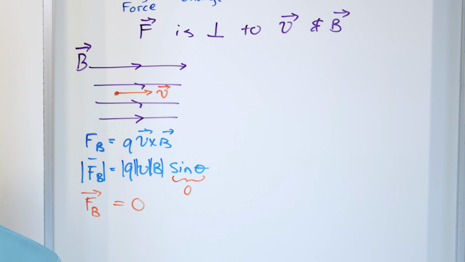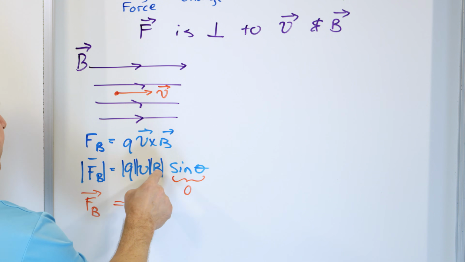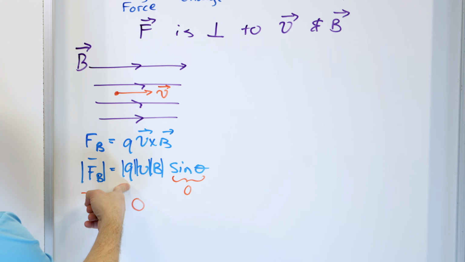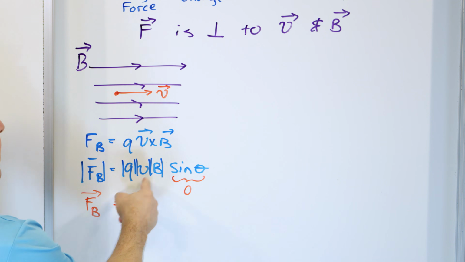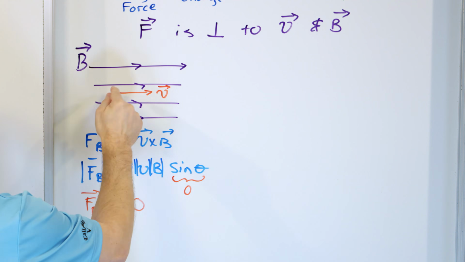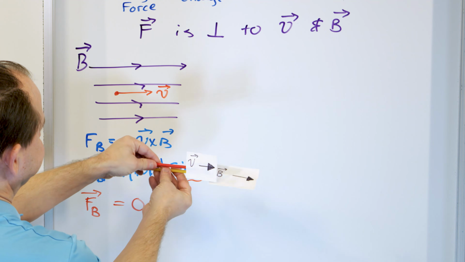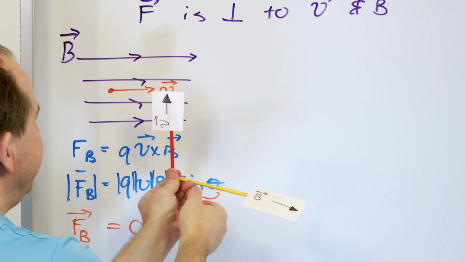And it comes back to that cross product. It's Q times V times B, the velocity of the particle times the field strength times either plus or minus 1 if it's a proton or an electron, but times the sine of the angle between them. And if the angle between them is 0, there's nothing there. And so you can replicate this with the cross product. I told you it's going to be V cross B.